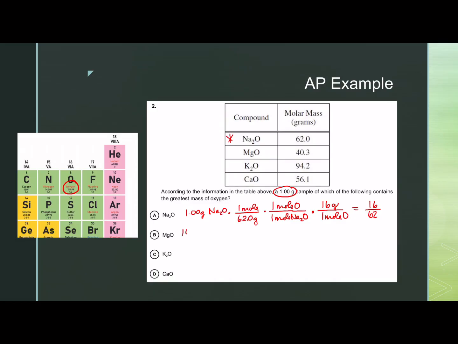The rest of these compounds should have similar dimensional analysis, and so what we can see is we're looking at the mass of oxygen divided by the molar mass. We can't use a calculator on the AP test for this part of the test, the multiple choice. So this is the best that we can do. And if we look at choice B, we're dividing by the smallest number, and that should give us the largest number overall.